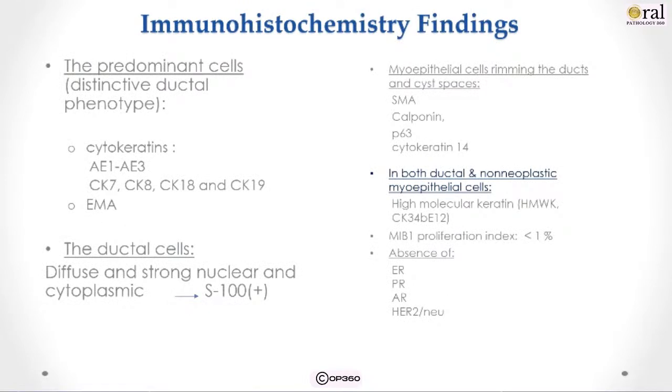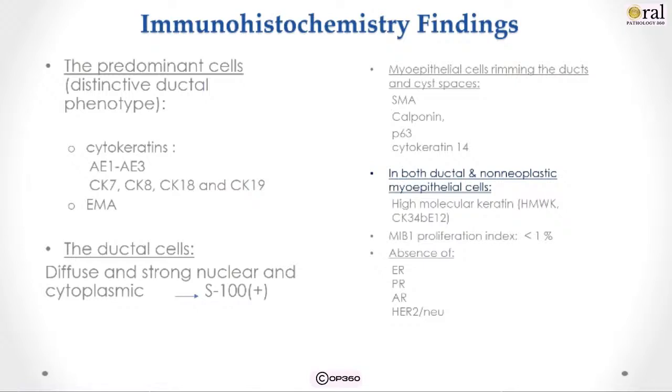The immunohistochemical findings for this tumor are as follows. The predominant cells, the ductal phenotype, are cytokeratin positive: AE1/AE3, which is pancytokeratin, and cytokeratin 7, 8, 18, and 19. EMA is also positive. Regarding the ductal cells, they are diffusely and strongly nuclear positive, and also cytoplasmic positive, for S100 protein. About the rimming myoepithelial cells in cystic spaces, SMA, calponin, P63, and cytokeratin 14 could be helpful.